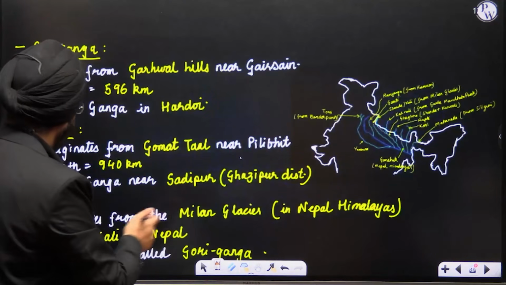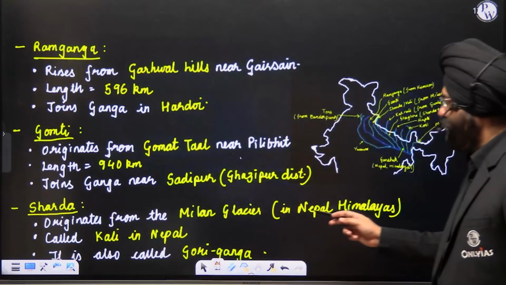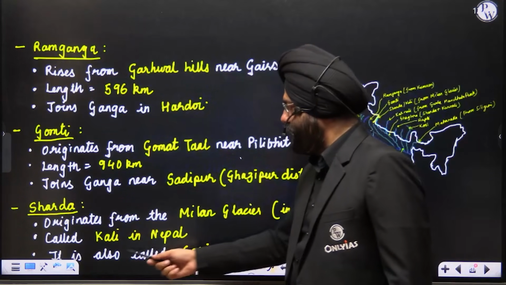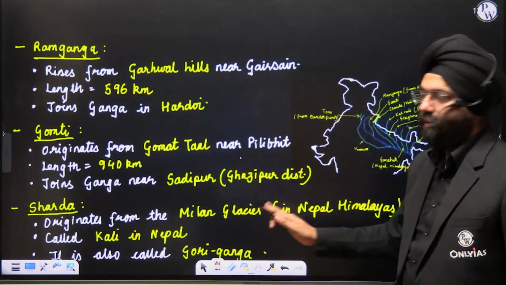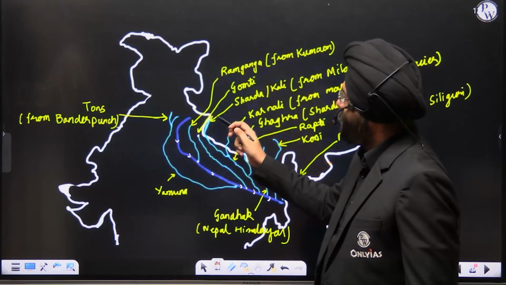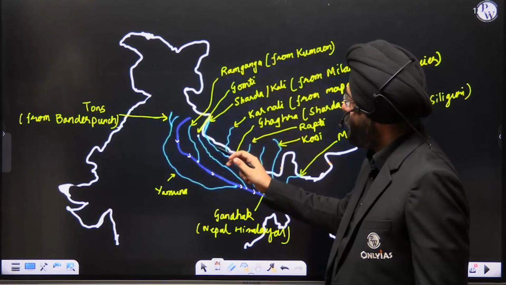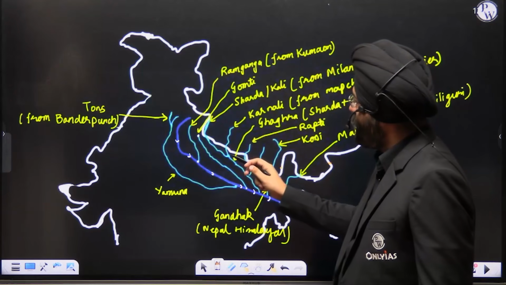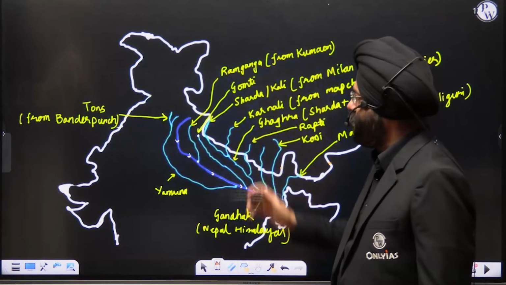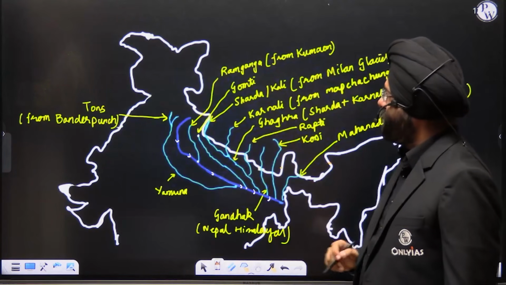Next, move ahead. Sharda river. Sharda originates from the Milan glacier in the Nepal Himalayas. Called Kali in Nepal, it is also called Gori Ganga. Right? Now let us see what is Sharda. Please understand this is Sharda. Now it is originating from the Nepal Himalayas, moving ahead and then further moving ahead. And later we know that how it is called Ghagra and all. We will tell you that. So this is basically Sharda river. Now please understand.